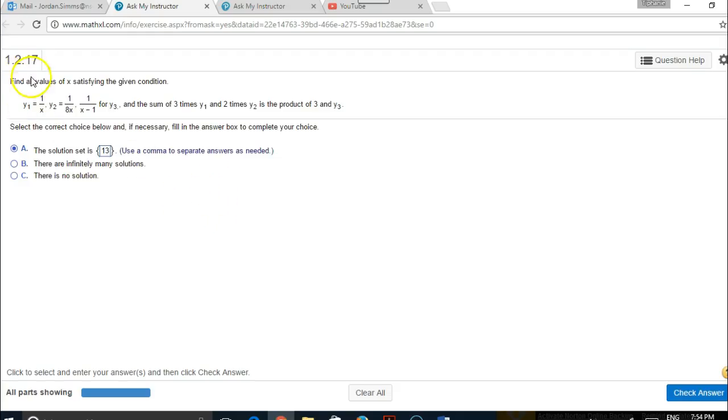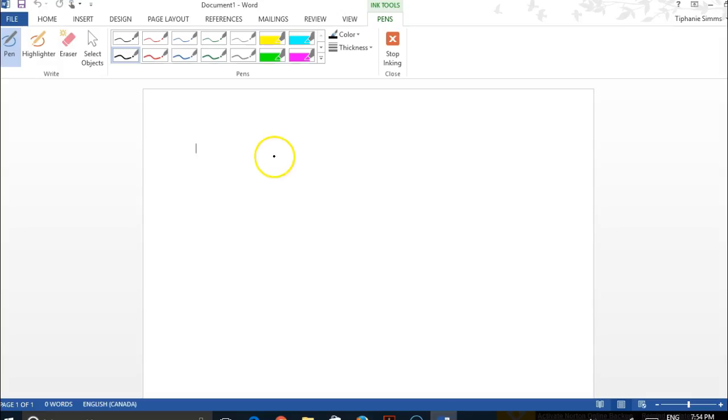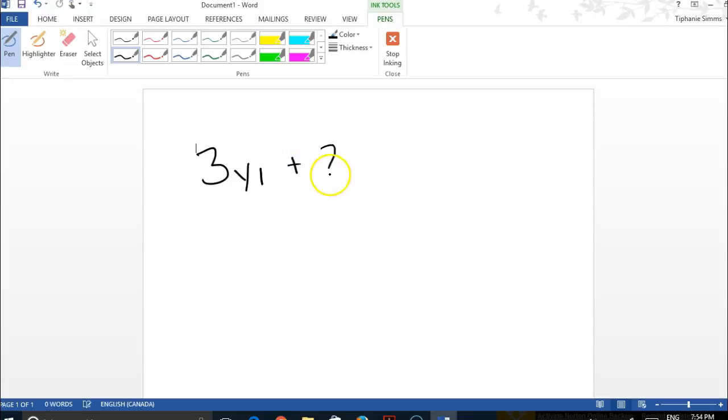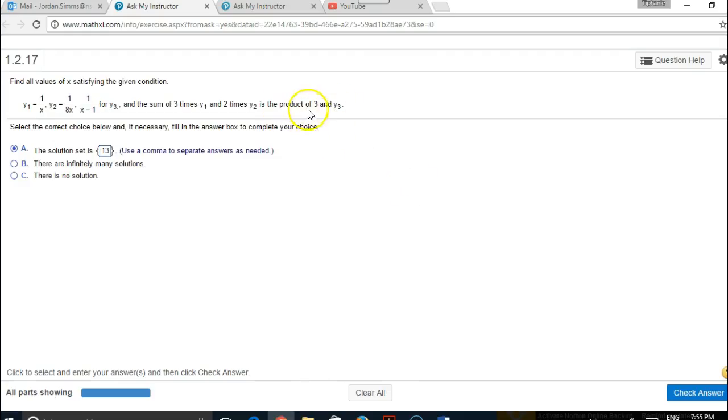The first one here we're going to do is find all values of x satisfying the given condition. We know what y1, y2, and y3 are, and we have to model this first. It's telling us that the sum of 3 times y1 and 2 times y2 is the product of 3 and y3. Okay, so in modeling terms we have 3y1, and the sum means we're adding, so 3y1 plus 2y2 is the product of 3 and y3.